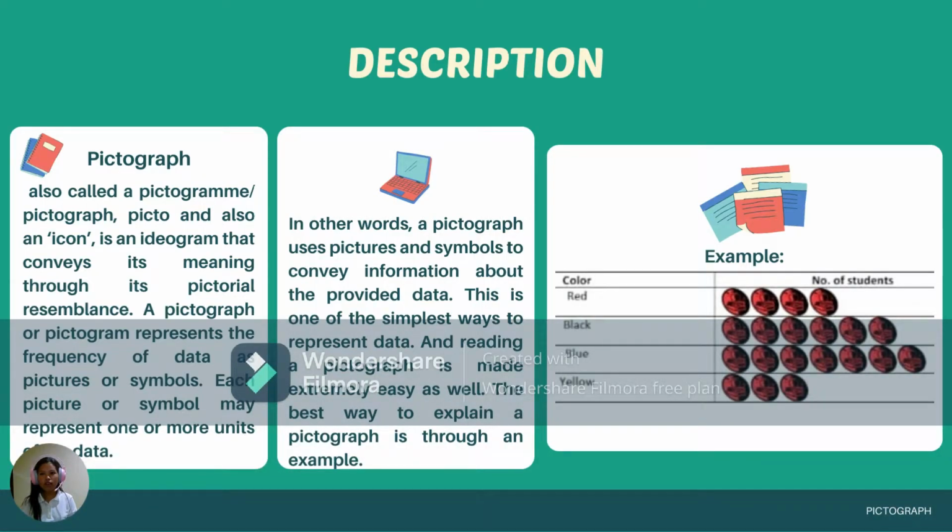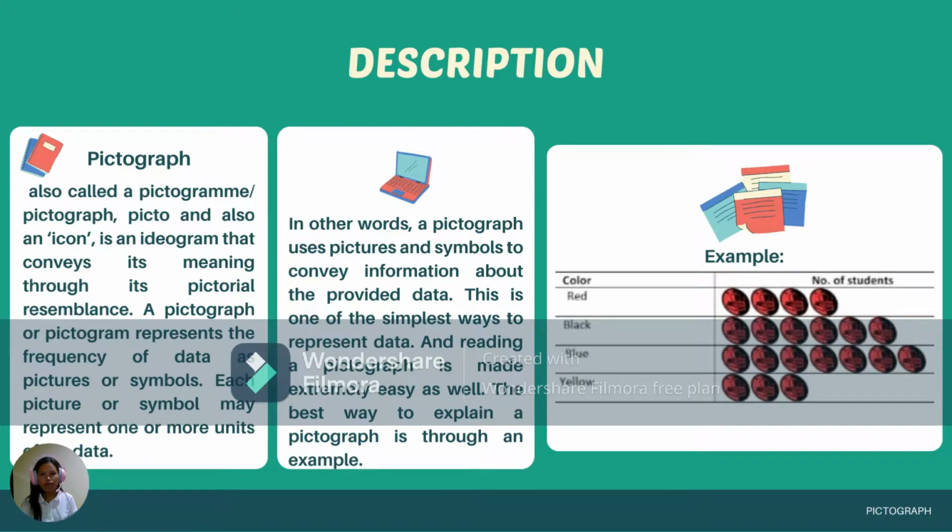Pictograph, also called a pictogram, picto, and also an icon, is an ideogram that conveys its meaning through its pictorial resemblance. A pictograph or pictogram represents the frequency of data as pictures or symbols. Each picture or symbol may represent one or more units of the data. In other words, a pictograph uses pictures and symbols to convey information about the provided data.